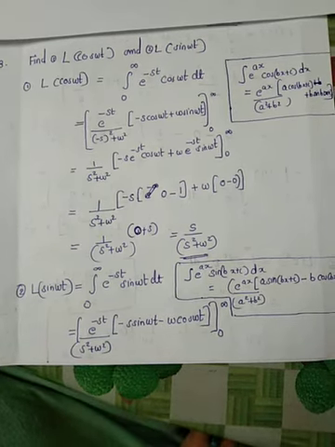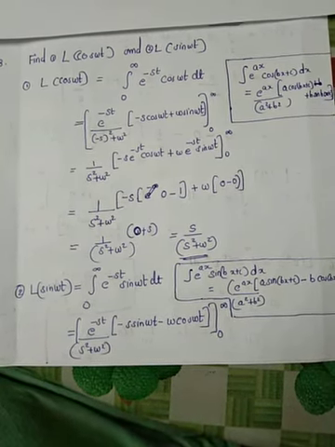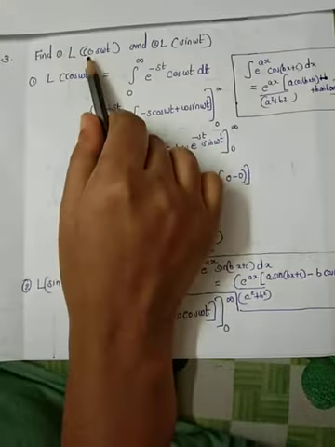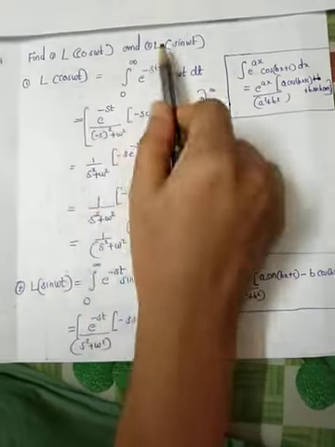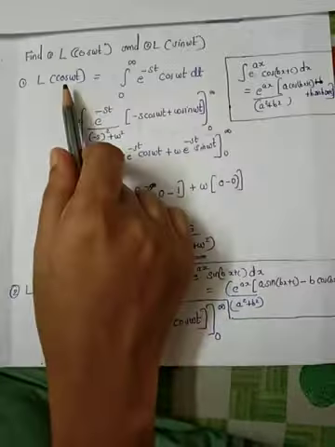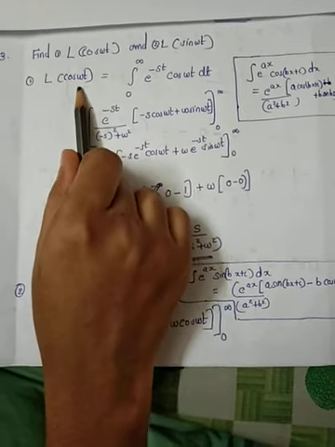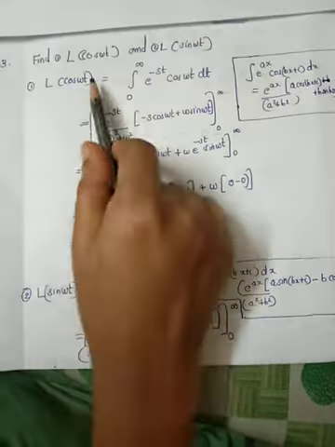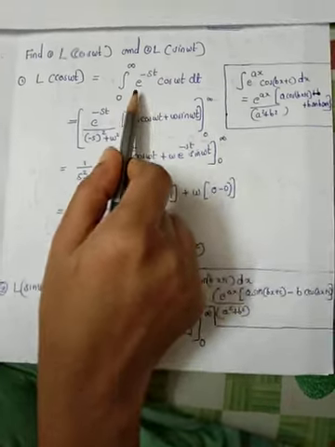We will continue our discussion on Laplace transforms. First question is find the Laplace transform L of cos wt and L of sin wt. First one is L of cos wt, or cos omega t. L of cos wt is equal to, what is the Laplace transform?